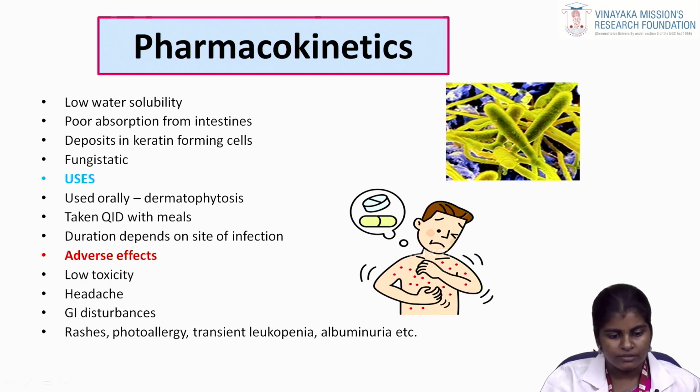Coming to the adverse effects, it causes low toxicity, headache and sometimes GI disturbances. When you are giving long-term griseofulvin, it causes transient leukopenia and albuminuria.